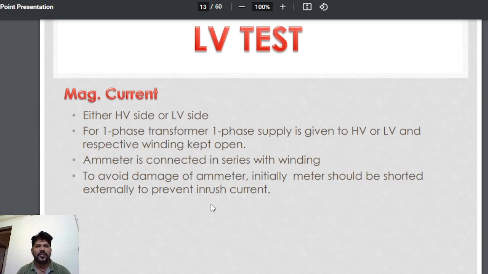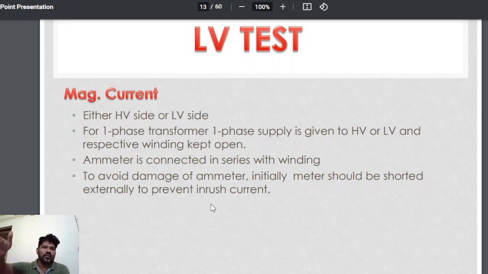Okay, so either HV side or LV side you can do this test. For a single phase transformer, a single phase power supply is given to HV or LV, and the opposite side winding is kept open. You have to connect one ammeter in series with the winding, and you should know how much current.